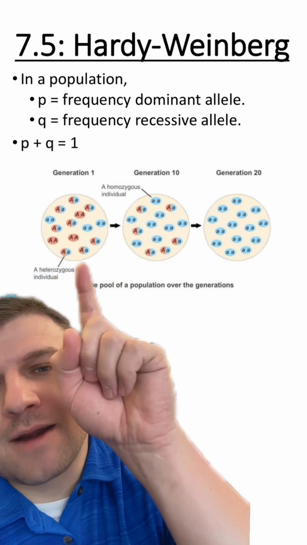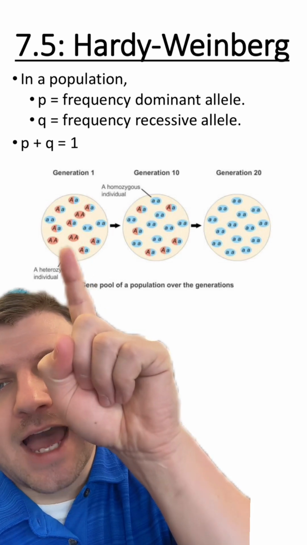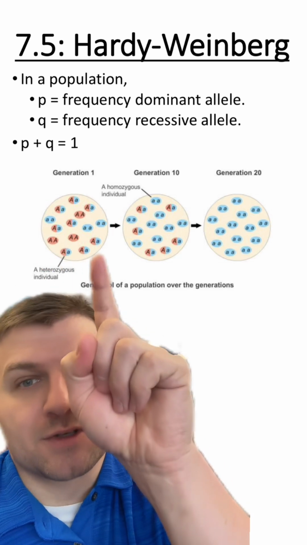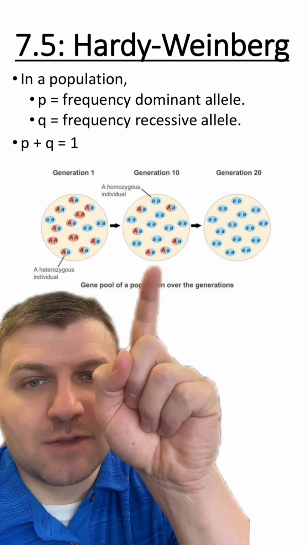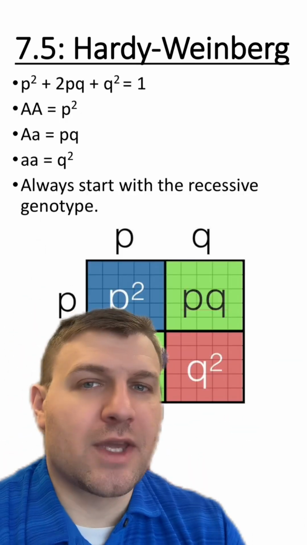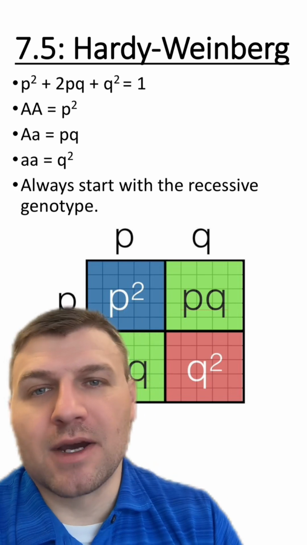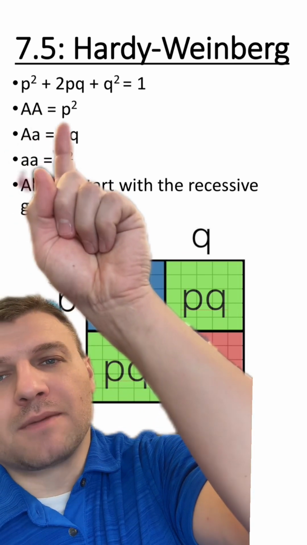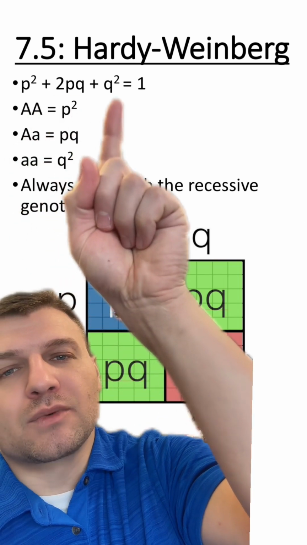If you look at this diagram, we can see those frequencies of the capital and the lowercase, or the dominant and recessive, change in this gene pool over time. This is evolution. There's another equation we have to look at, and it's going to be because of these Punnett squares. You can see it's P squared plus 2PQ plus Q squared equals 1.